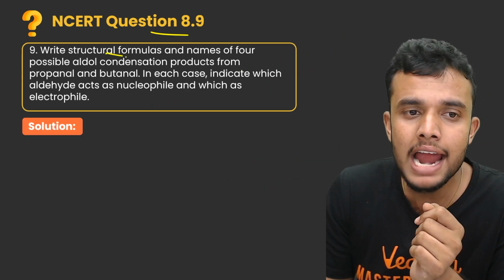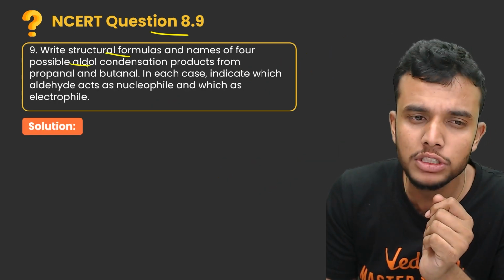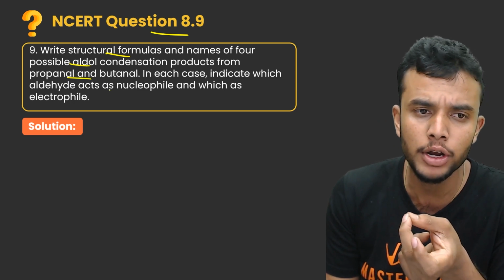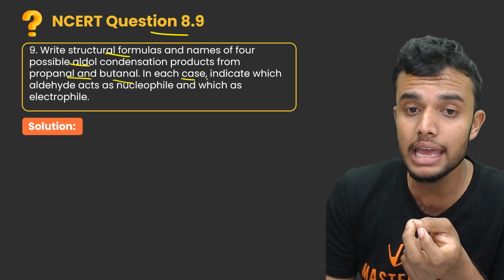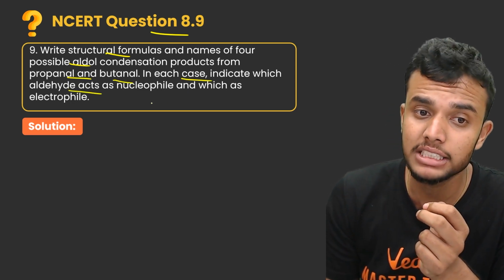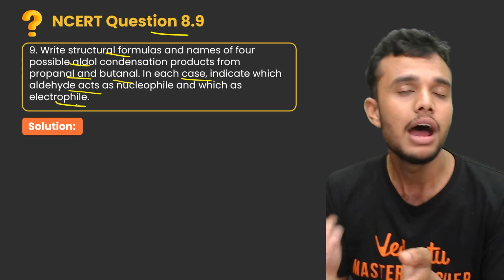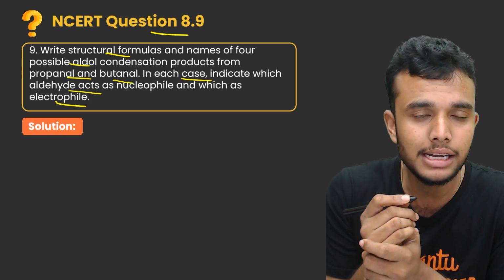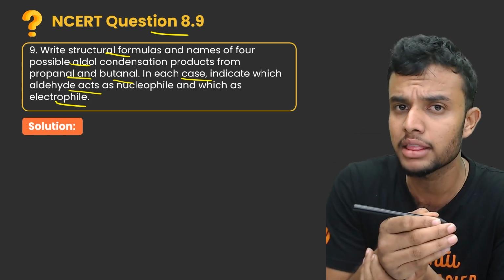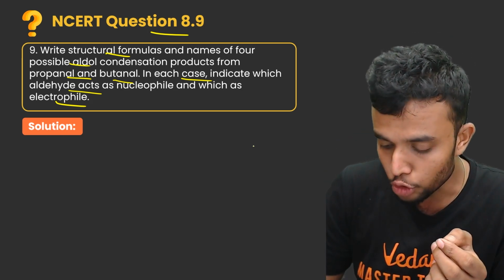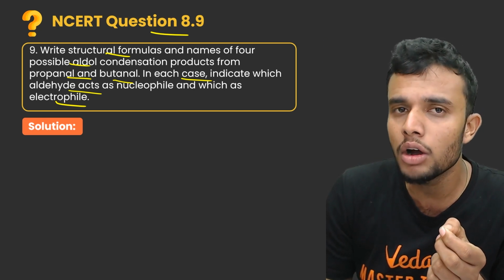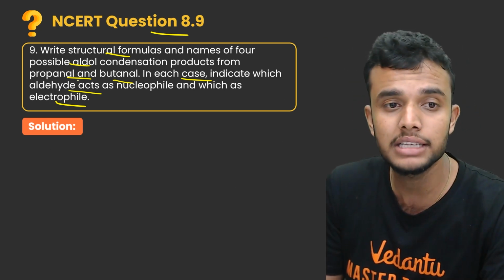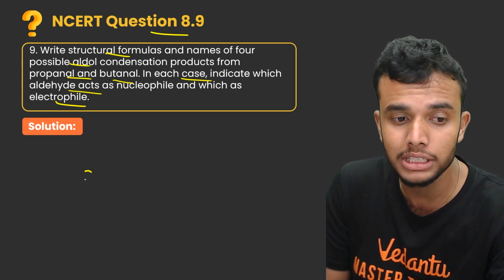Understood, students? Write structural formulas and names of 4 possible aldol condensation products from propanal and butanal, and also in each case indicate which aldehyde acts as nucleophile and which as electrophile. Understood, students? Come on, let's move. We already know aldol condensation. What is aldol condensation? The enolate ion reacts with an aldehyde group to yield a beta hydroxyaldehyde, right? This is the reaction. First move on to the propanal compound.